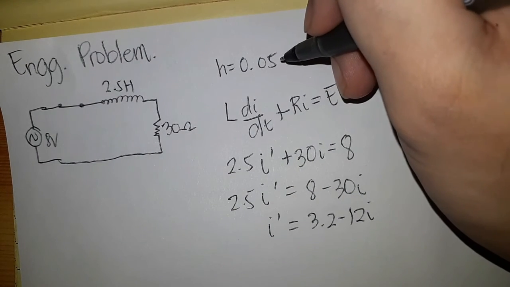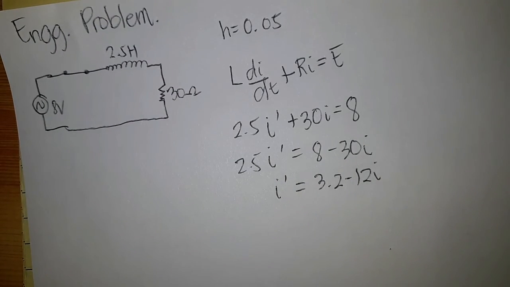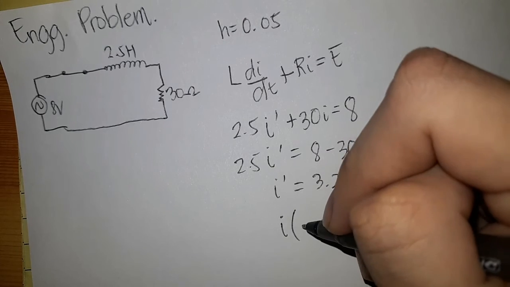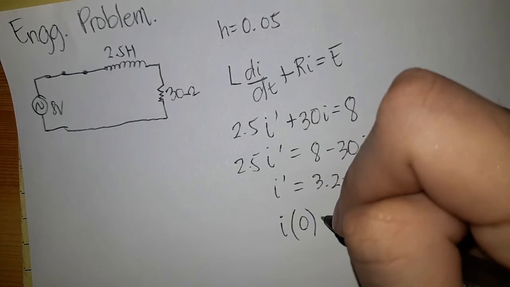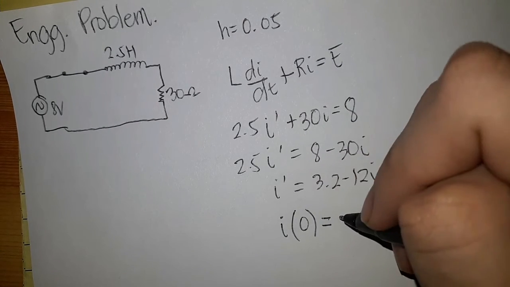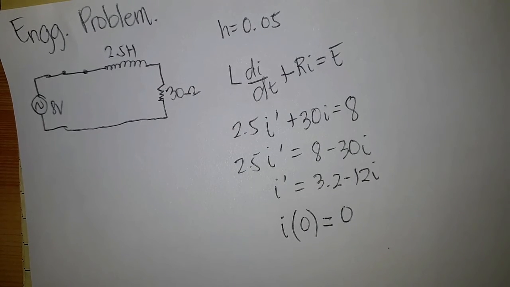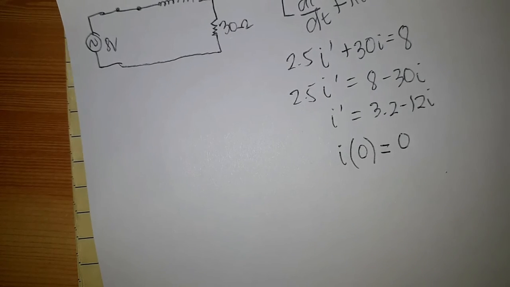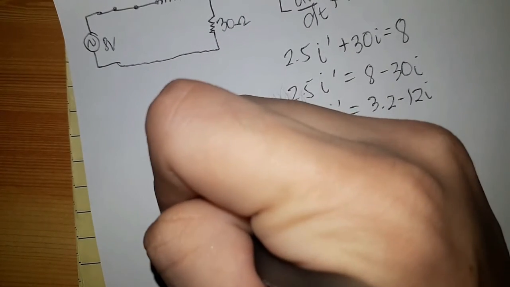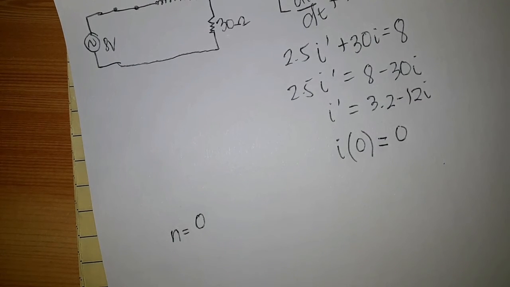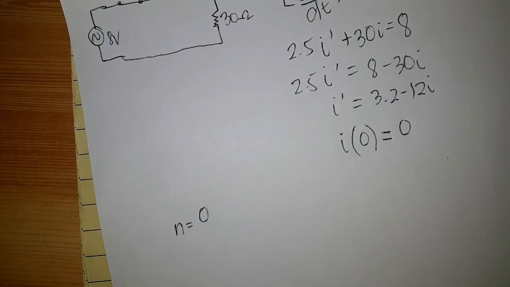So we can now use this equation using the Runge-Kutta method, which has a step size of h is equal to 0.05, where the initial value of the current at time t equal to 0 is equal to 0. So let us first find the n is equal to 0. On the first problems that we had, it is i, but here, since I is equal to current, we replace it with a different variable, which is n.